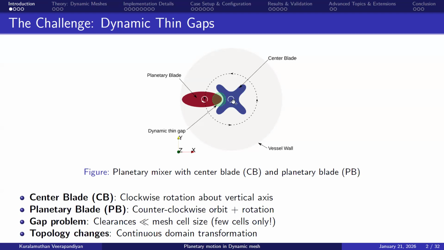And the central blade undergoes a regular rotational motion. The issue that arises during this simulation is this thin dynamic gap. So this thin dynamic gap moves in space and time as the simulation continues. It's not stationary, and that forms the basic crux of this tutorial case.